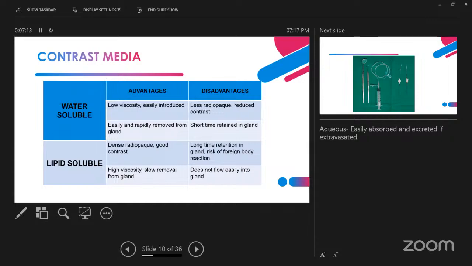Lipid soluble: the advantages include that it is dense and radiopaque. It has a good contrast. Since it is highly viscous, it will be slowly removed from the gland. Disadvantages include long retention in the gland due to the high viscosity, risk of foreign body reaction, and it does not flow easily into the gland due to its high viscosity.